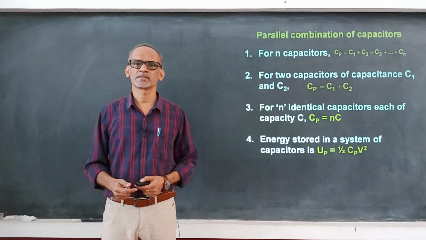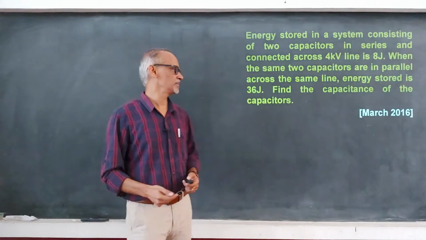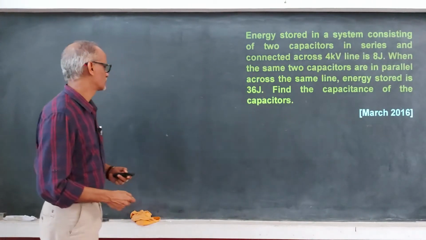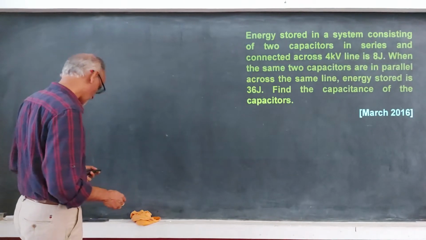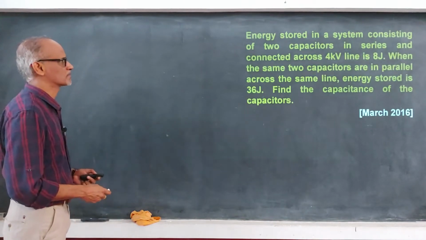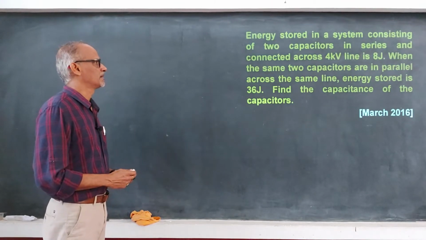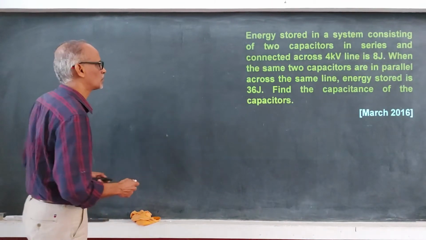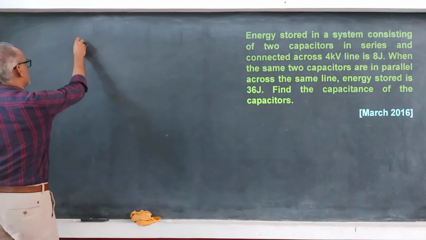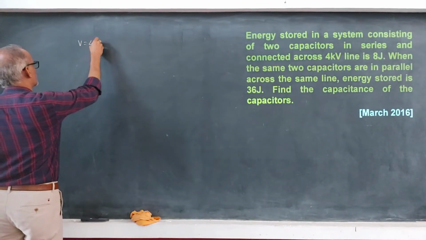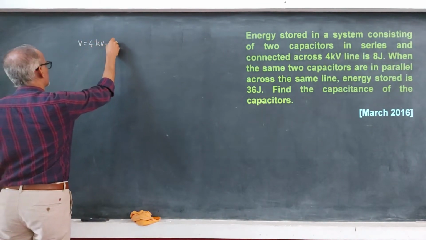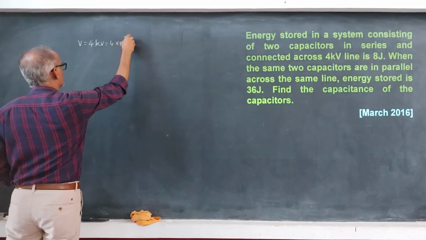So, let us use this in the next problem, a question from March 2016. The statement goes like this: energy stored in a system consisting of 2 capacitors in series and connected across a 4 kilovolt line. So, the value V is given, it is 4 kilovolt. So, we have to write 4 into 10 to the power 3 volt.